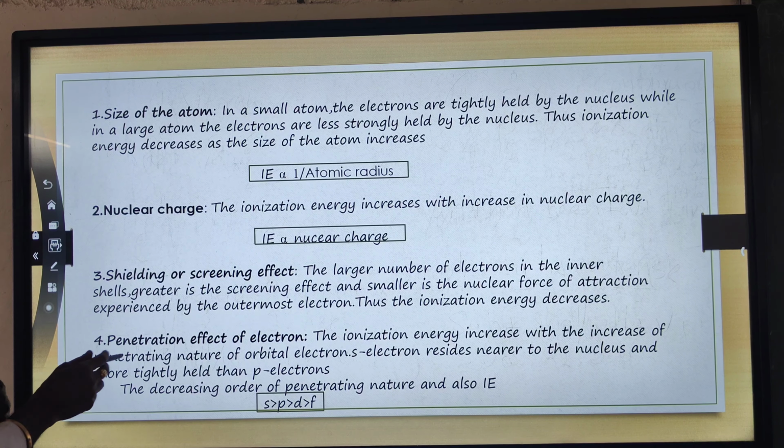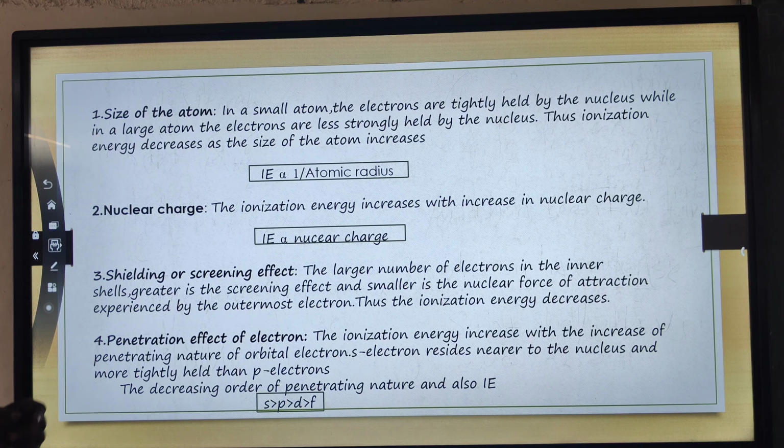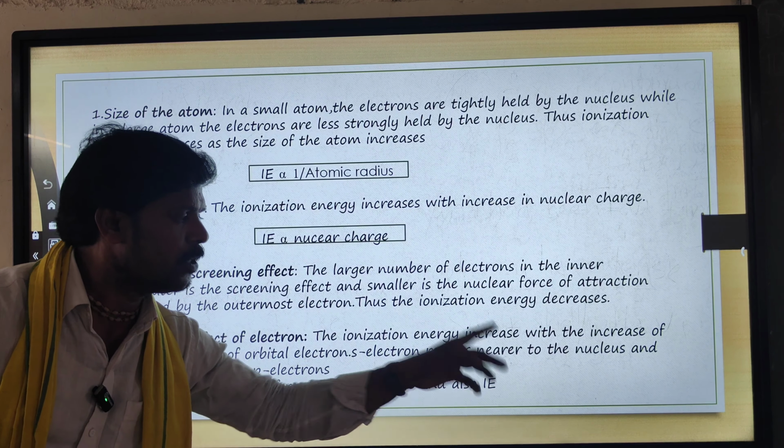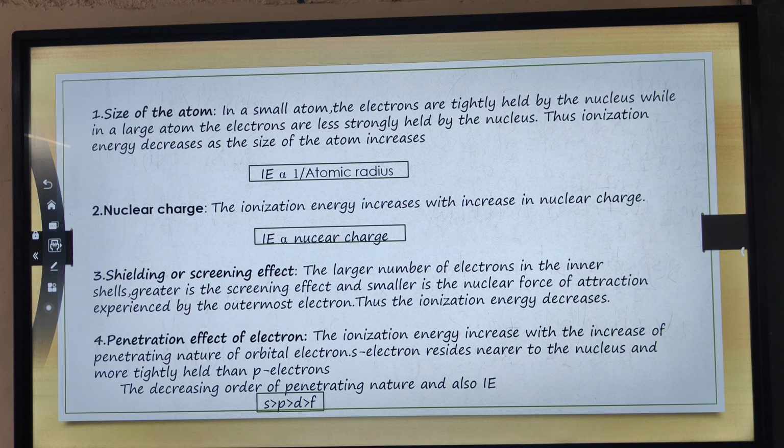The next one is the penetrating effect or penetration effect of electrons. Penetration property means s electrons have the ability to go towards the center, towards the nucleus. Therefore, the penetrating nature of s electrons is more than other electrons. The ionization energy increases with the increase of penetrating nature of orbital electrons. S electrons reside nearer to the nucleus, so s electrons penetrate more than the other electrons and are more tightly held than p electrons.